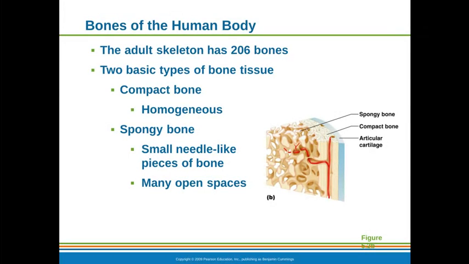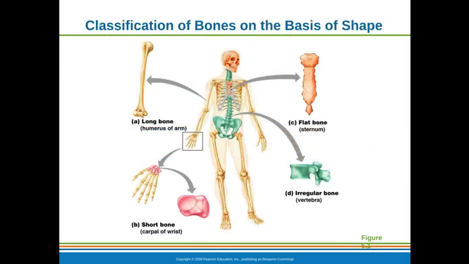So the adult skeleton has 206 bones. We have two basic types, compact and spongy bone. Compact is homogeneous, and spongy bone has small needle-like pieces of bone, many open spaces. We'll talk about the important role in that later in this lesson. So let's talk about the classification of bones. If you were to look in your text, figure 5.1 goes through all of these.